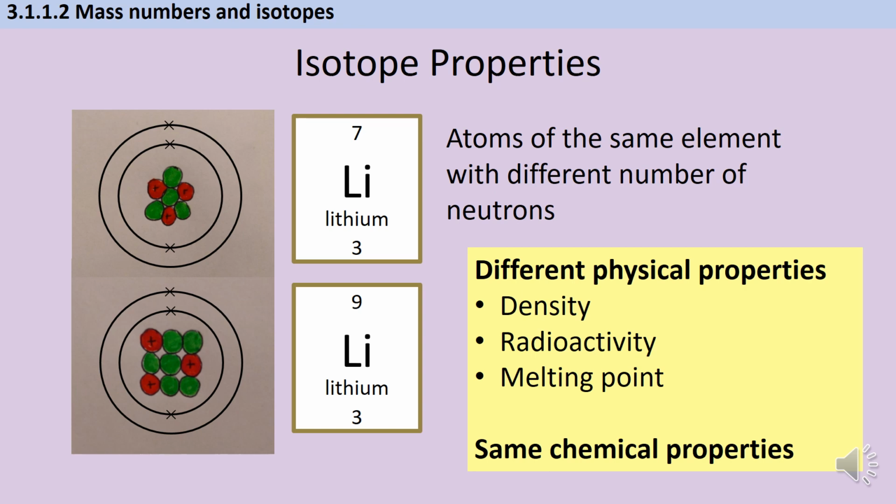But the chemical properties are determined by the electron configuration, where the electrons are. And since different isotopes have the same number of electrons and they're arranged in the same way, they're going to undergo exactly the same chemical reactions. If I take the 3 isotopes of hydrogen, so regular hydrogen and then deuterium and tritium, which are hydrogen 2 and hydrogen 3, they all form water with the formula H2O.